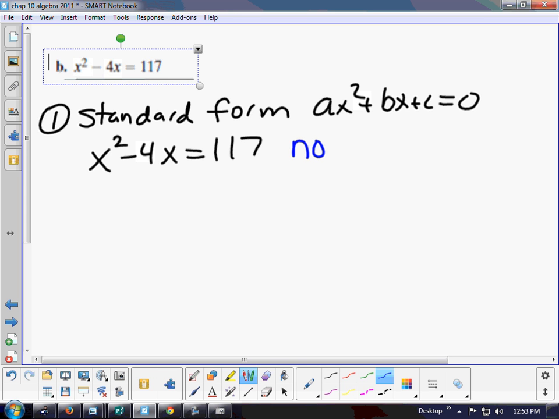And the standard form is the x squared goes first, then the x comes next, and then the number by itself. This number is by itself, but it's on the wrong side. So we're going to send it over to the other side. And when you cross the line, you change the sign of what you're moving. So this becomes minus 117 equals 0.